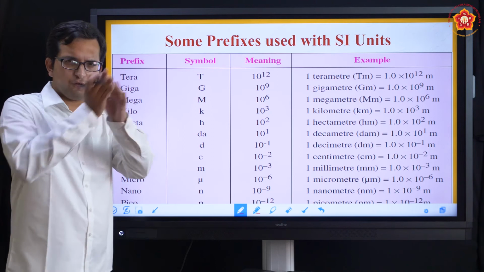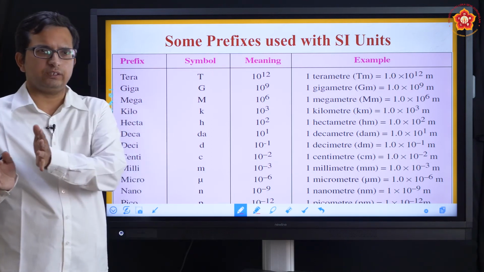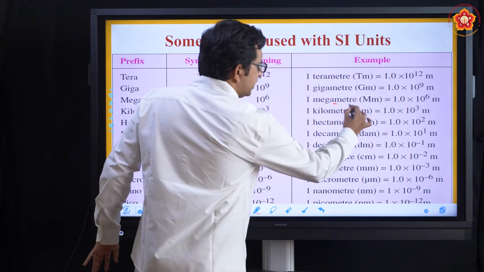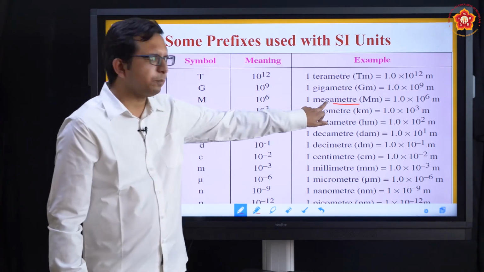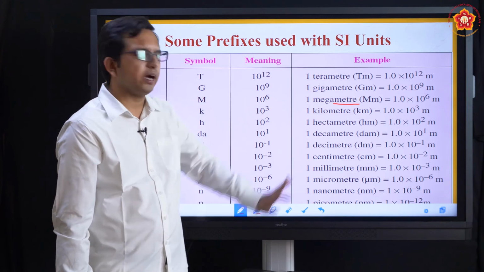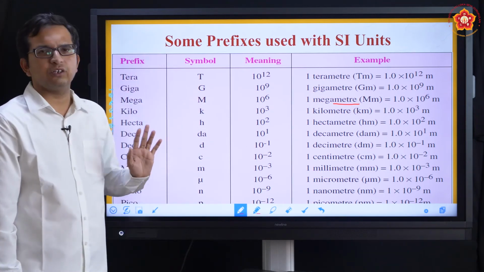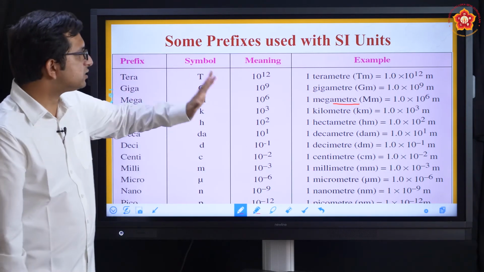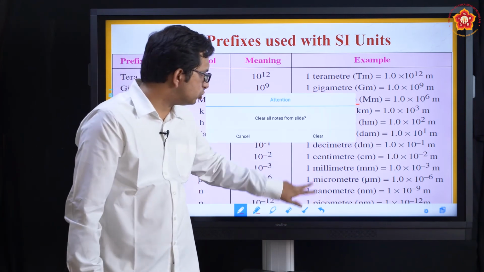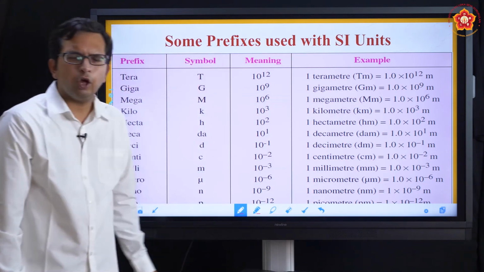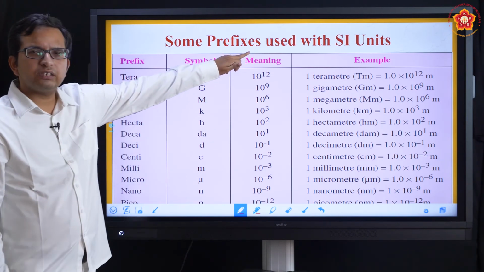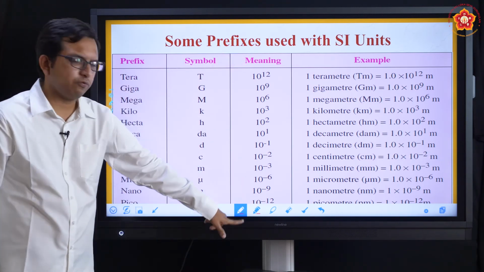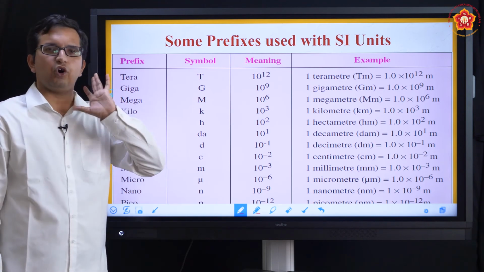Prefix means what? Before. Suffix means afterwards. So our basic unit is meter. So to that basic unit, we have certain prefixes, mega, giga, tera and all. Suffix you are not going to come across in this case. So this is how some prefixes are being used along with the SI unit, so that you are able to account for very large calculations. Also, you are able to account for very small calculations also.